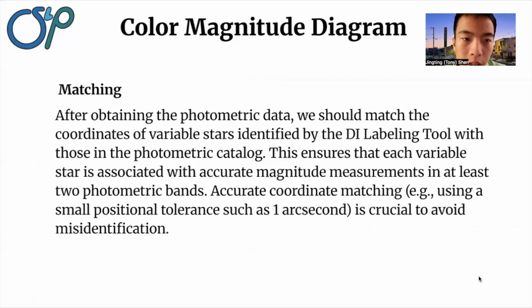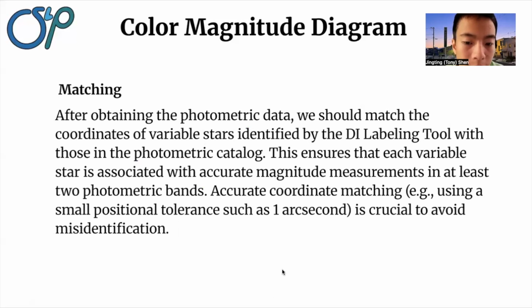And the first step to make a color magnitude diagram is matching. After we obtain the photometric data, we can match the coordinates of variable stars identified by the DI labeling tool with those in the photometric catalog. This ensures that each variable star is associated with accurate magnitude measurements in at least 2 photometric bands. Accurate coordinate matching is crucial to avoid misidentification of the variable stars.